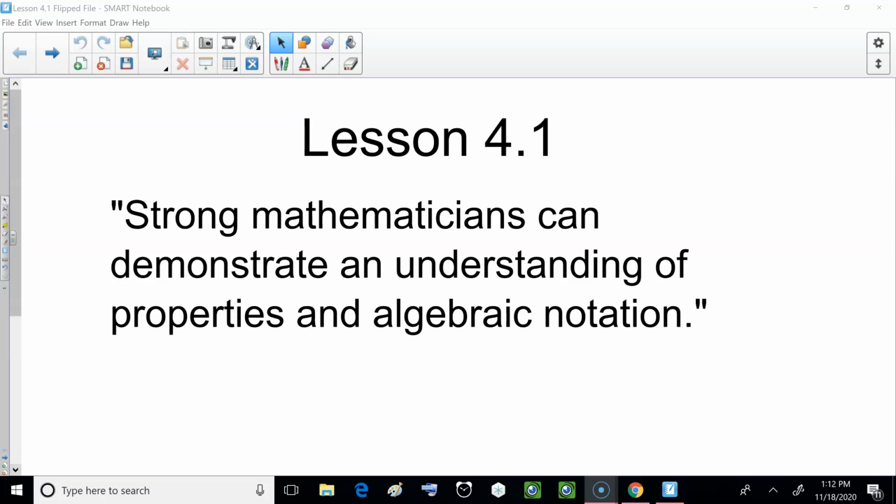Welcome, class, to today's lesson, Lesson 4.1. Strong mathematicians can demonstrate an understanding of properties in algebraic notation. So now you can get out your notebook and a pencil, write down today's date and the lesson number, and we'll get started.